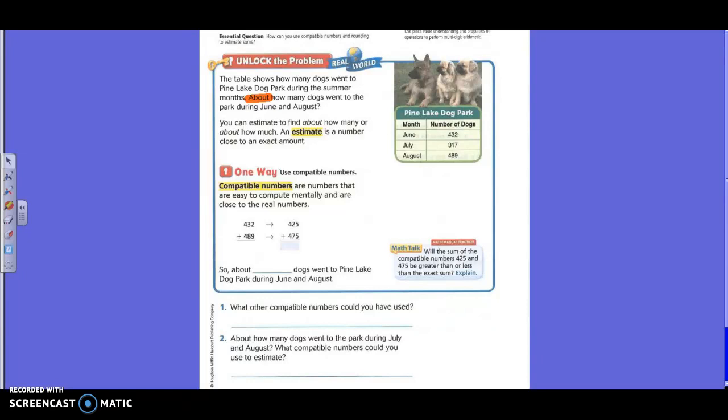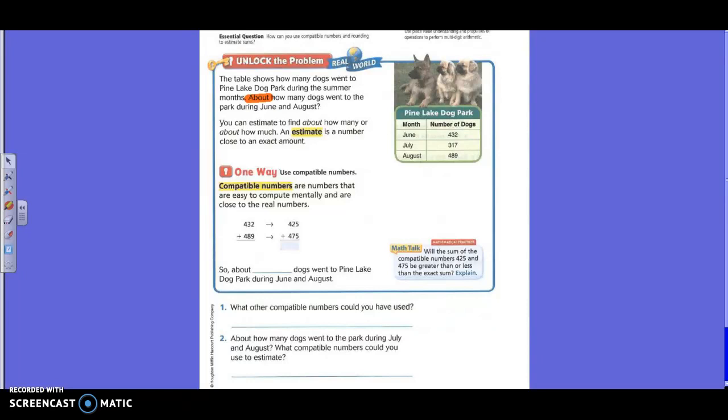One way to estimate is by using compatible numbers. Please read what compatible numbers mean. Compatible numbers are numbers that are easy to compute mentally and are close to the real number. So what they mean is compatible numbers are numbers that are close to the exact number, but they are easier to add together, okay?